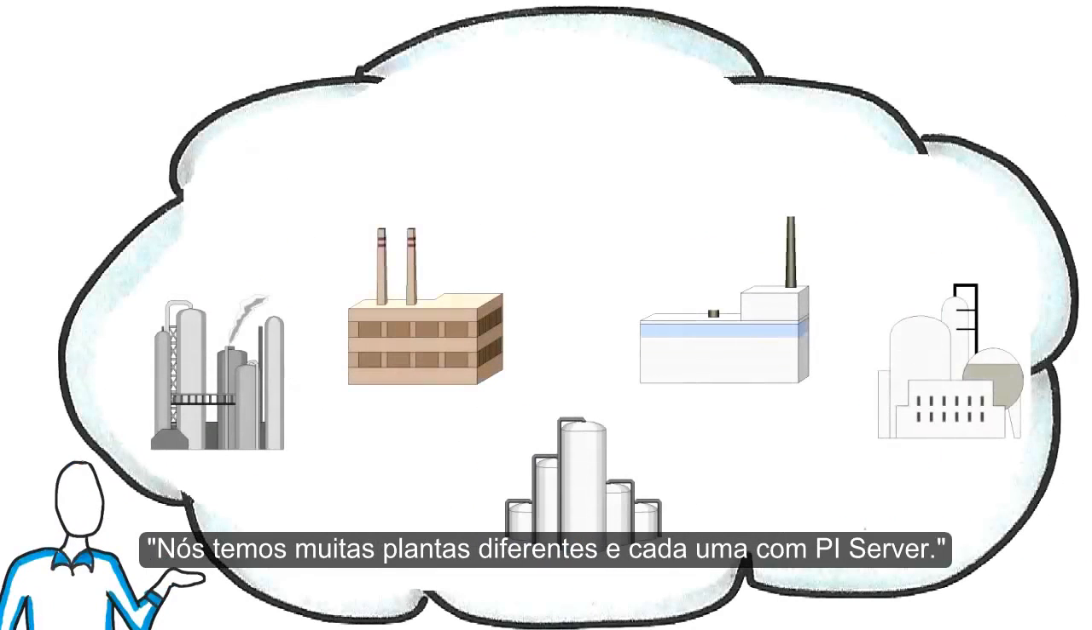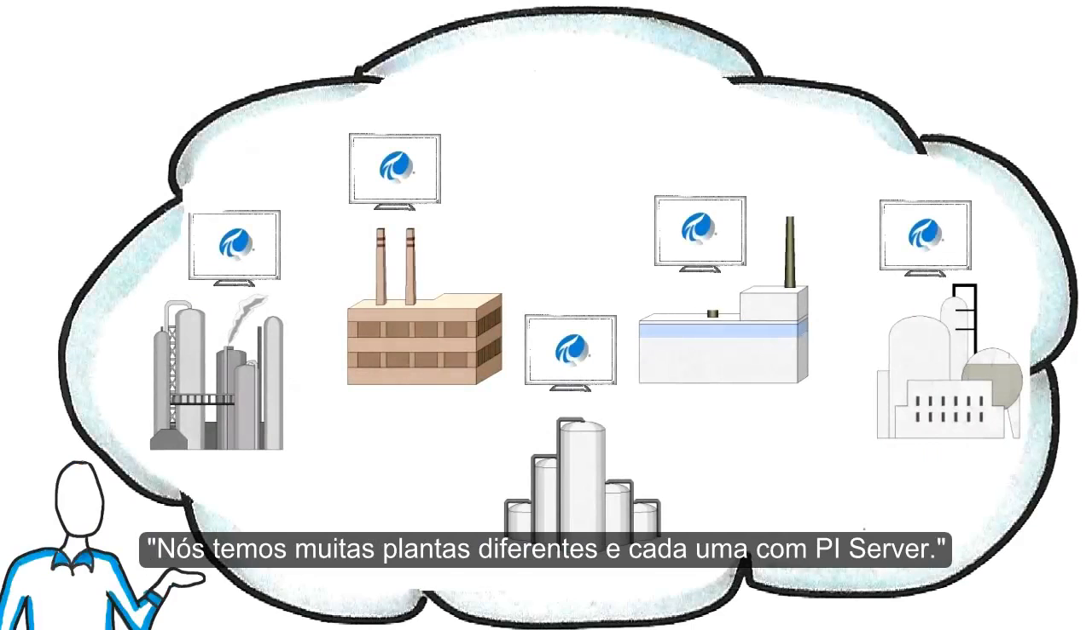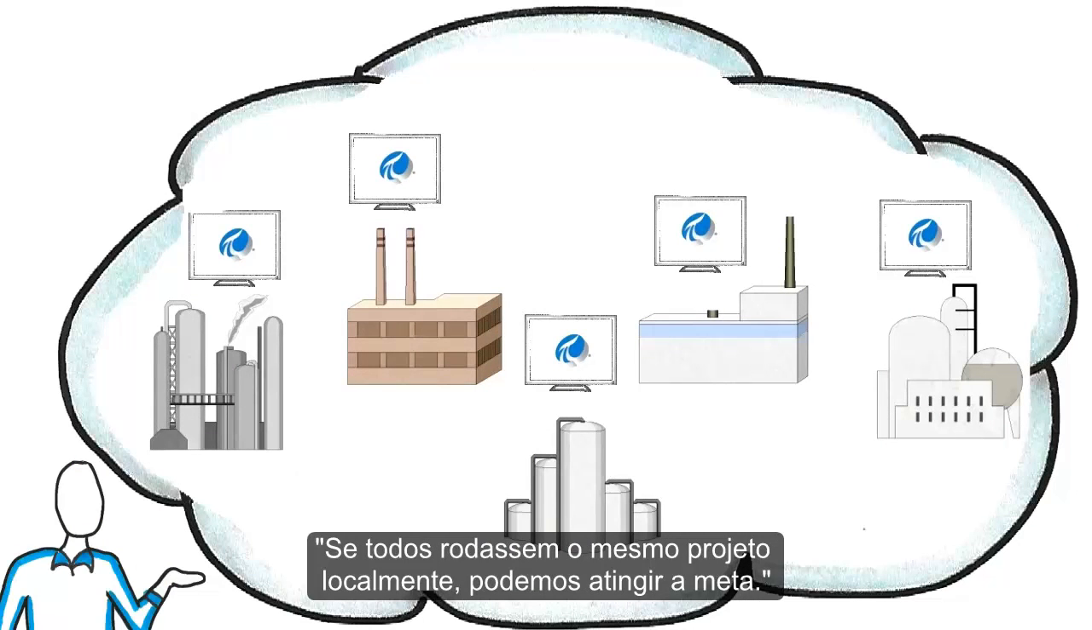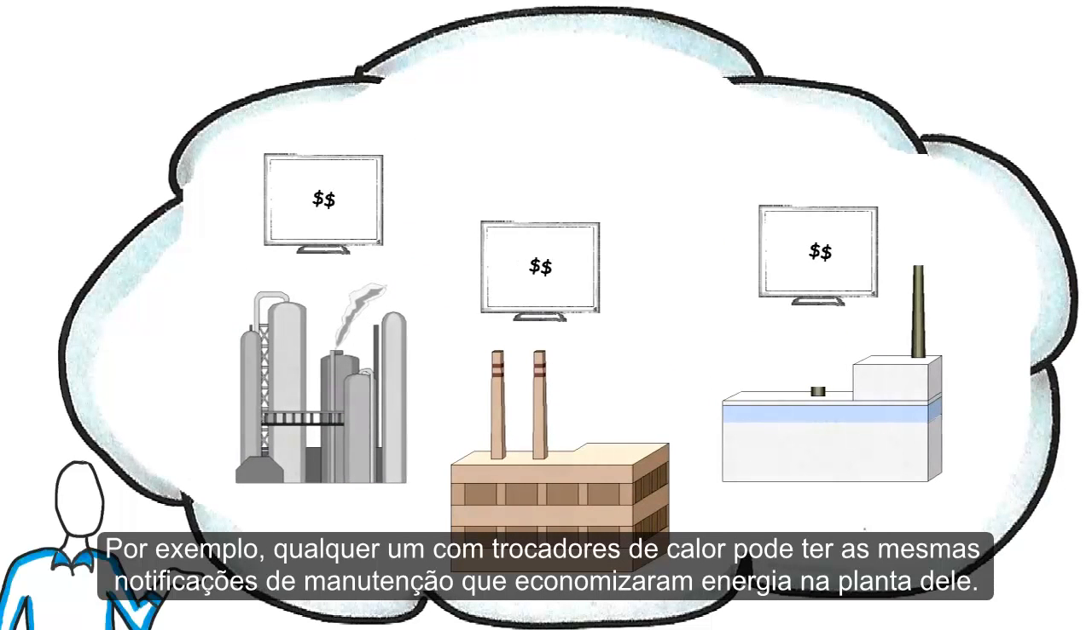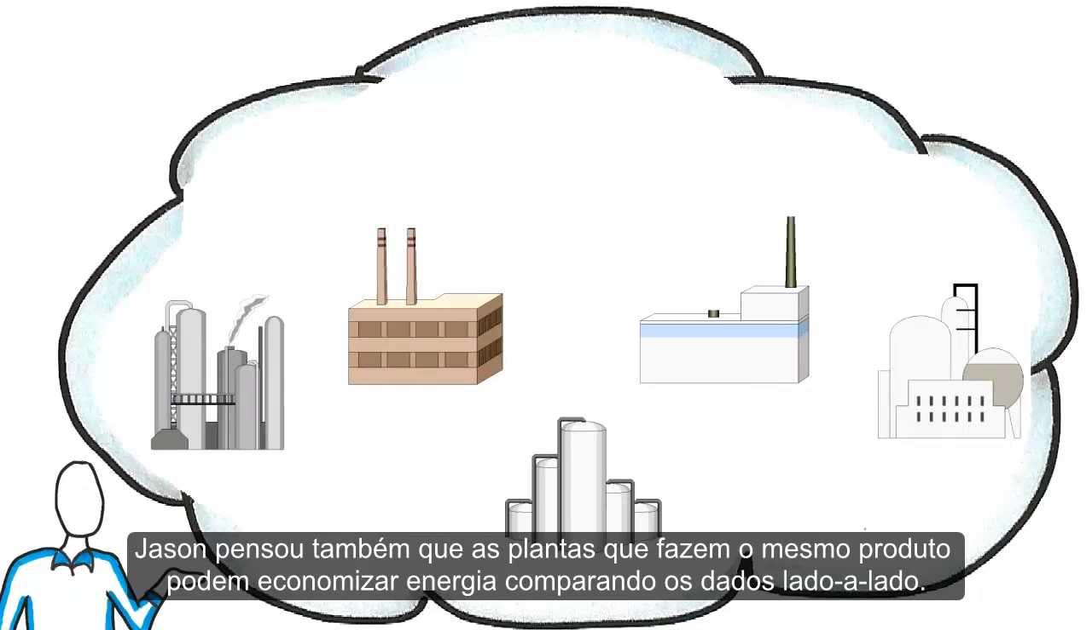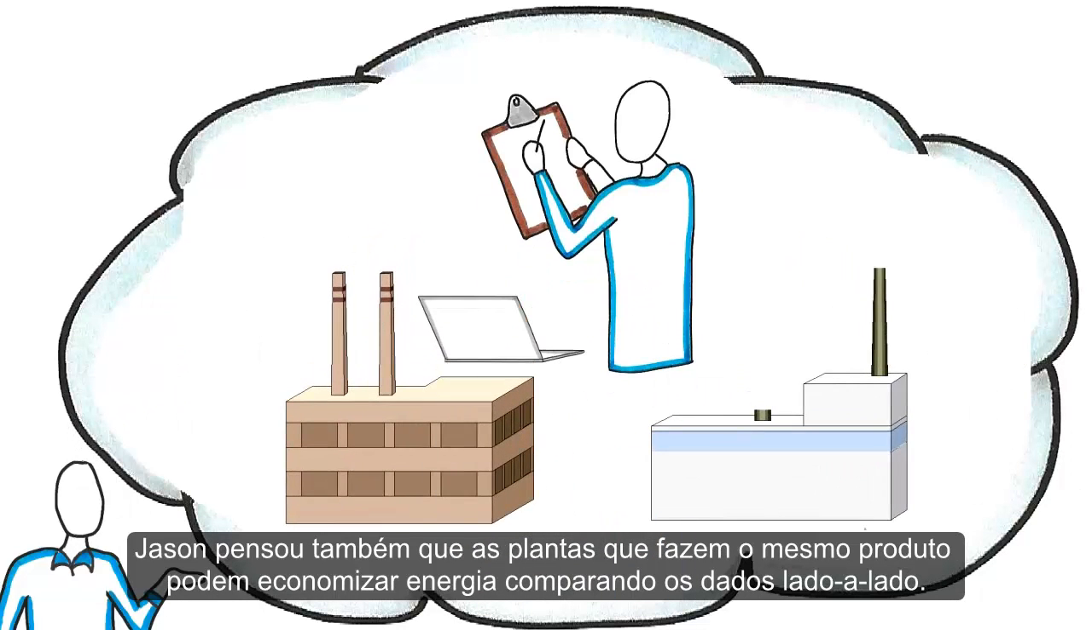We have lots of different sites and they each have a Pi server. Now, if everyone rolled out the same projects locally over there, we could hit that goal. So for example, anyone with heat exchangers could have the same maintenance notifications that are saving so much energy at his site. Jason also thought that sites that make the same product could find ways to save energy by comparing their data side by side.